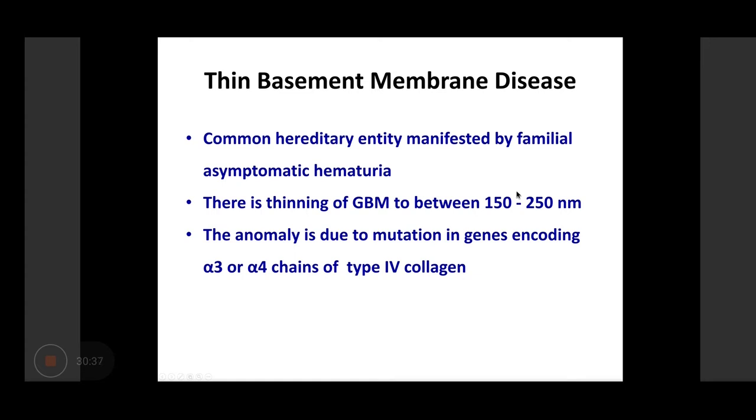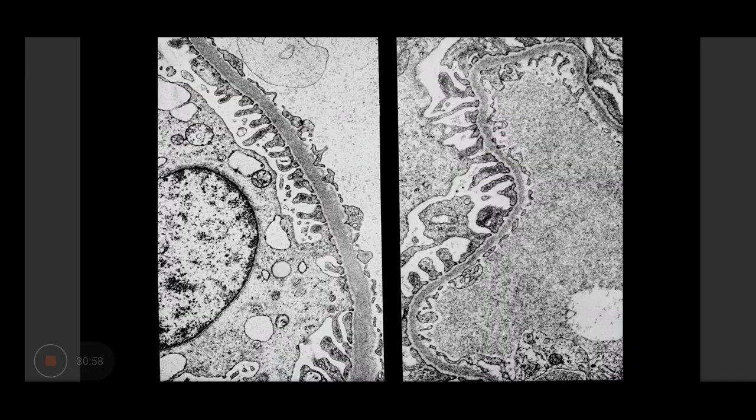If we perform electron microscopy and measure the thickness of the glomerular basal membrane, you will find that it is much thinner than normal. The normal range is 150 to 250 nanometers. Again, this anomaly is caused by a mutation in the genes encoding alpha-3 and alpha-4 subchains of type 4 collagen. So this is what the EM will look like.